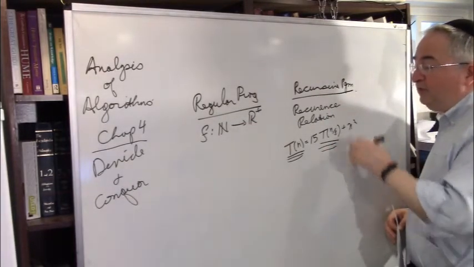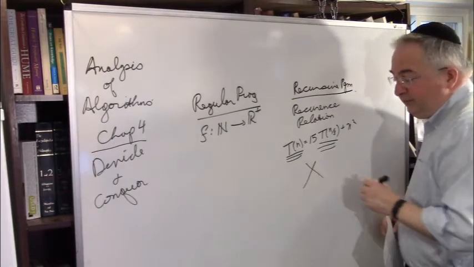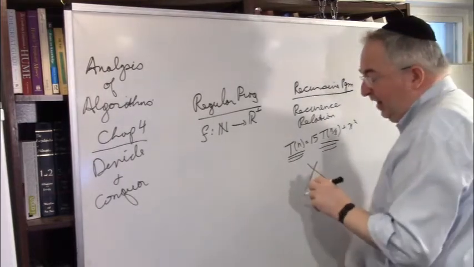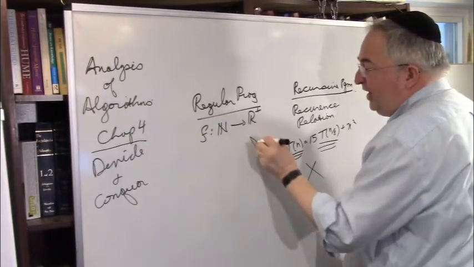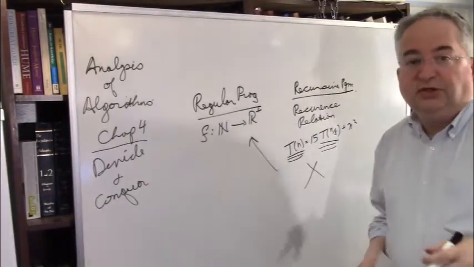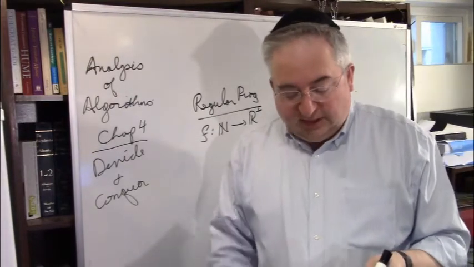The problem is we don't like recurrence relations. So what we're going to do in the second half of this chapter 4 is change recurrence relations and get out functions, because we like functions. Functions are easy to work with.